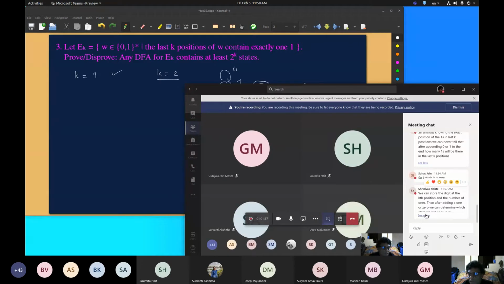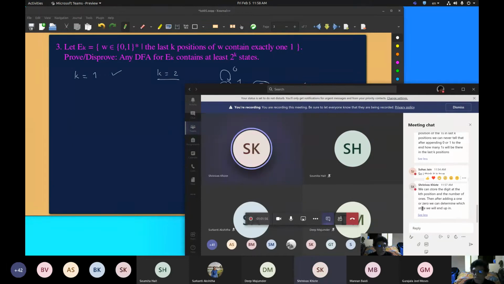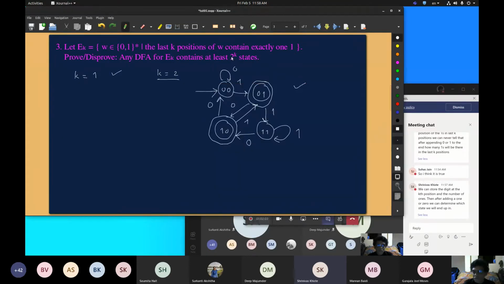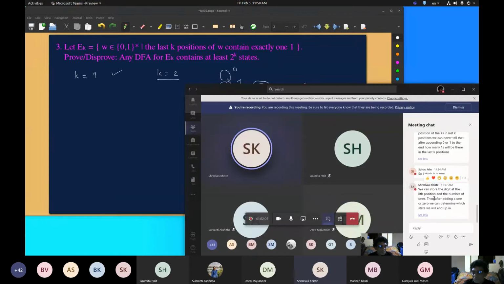There is another suggestion. We can store the digit at the kth position and the number of ones. Then after reading a 1 or 0, we can determine which state we will end up in. What is your suggestion? Final conclusion. First, sir, we'll require 2 to the power k states. Oh, so your suggestion is that this is a proof of the fact that this is true. We can work with 2 to the power k states also.